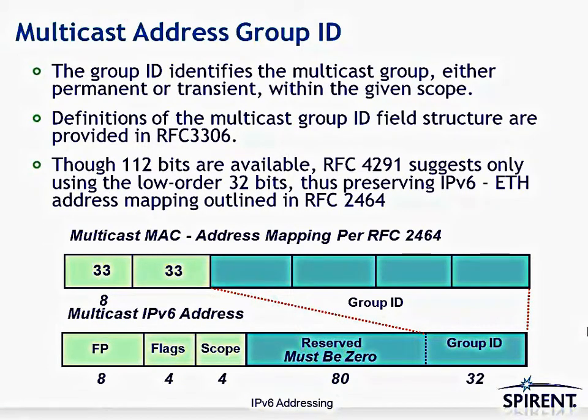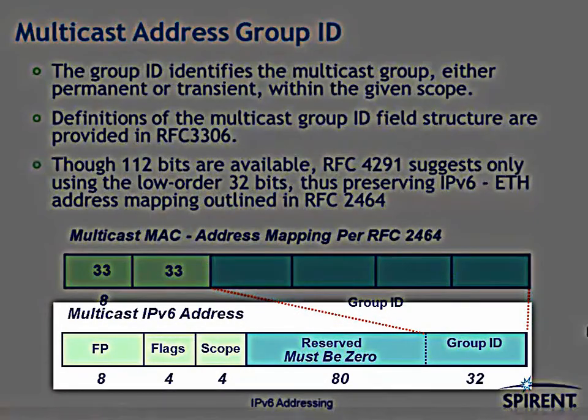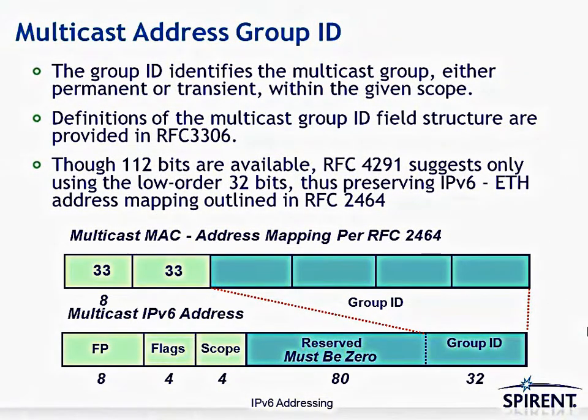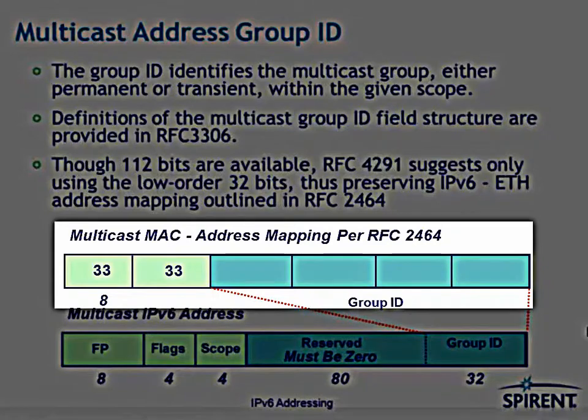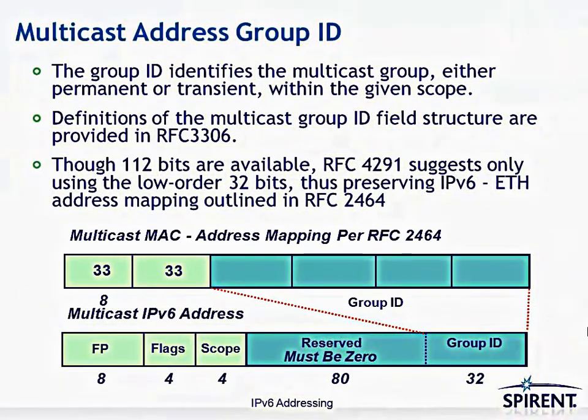The multicast address group ID is the least significant 112 bits, although it's recommended to only use the least significant 32. The reason is how a multicast IPv6 address is mapped to a multicast MAC address. It only uses the least significant 32 bits. The multicast MAC address with IPv6 starts with 3333, followed by 32 bits, which are the least significant 32 bits of the IPv6 multicast group ID.